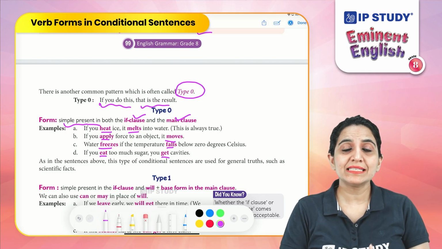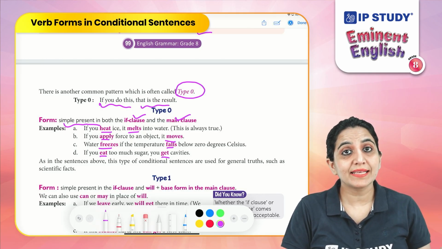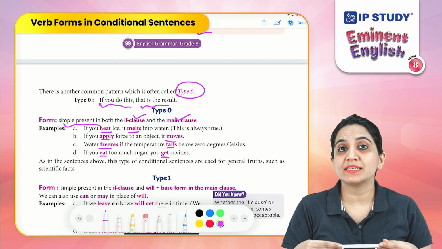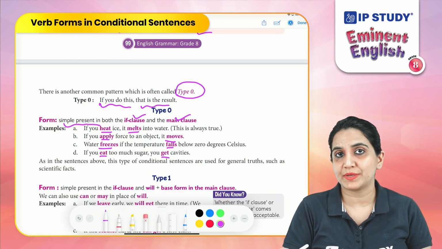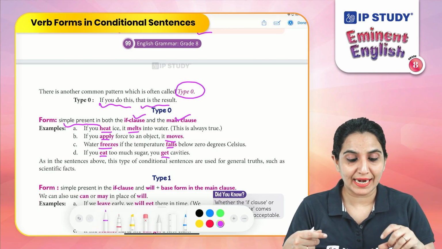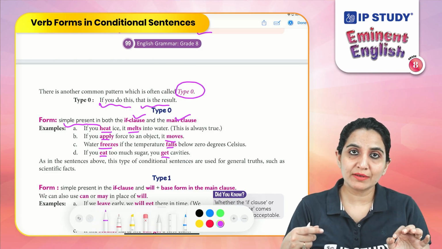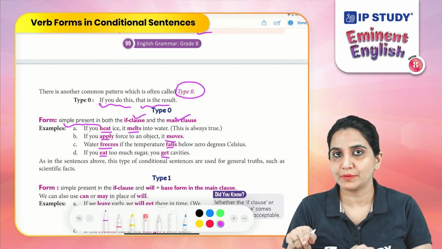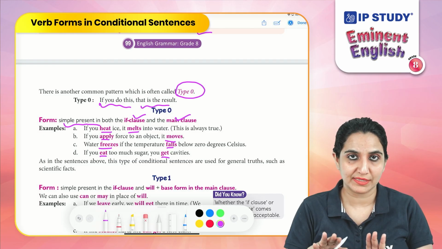So as we apply for simple present tense, the rules are the same: for universal truths, or for something which is happening right now, or which happens as a habitual action, we use simple present tense. Same is the rule for type 0. If you do this, that is the result. So the if condition is in the simple present tense, and the result will also be in the simple present tense. So both if clause and main clause will be in simple present tense.